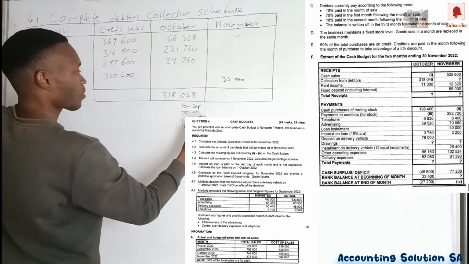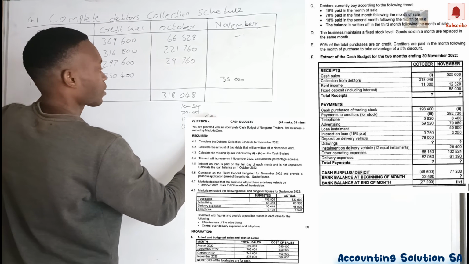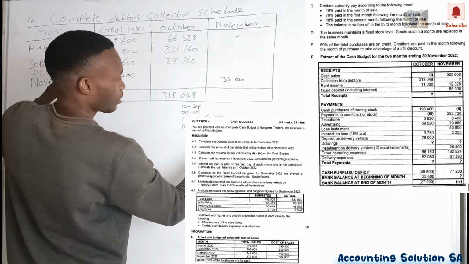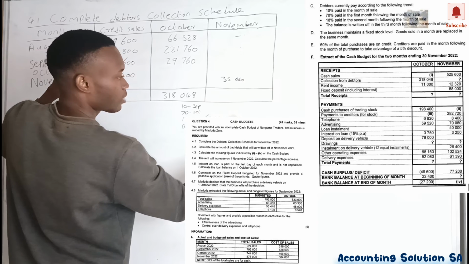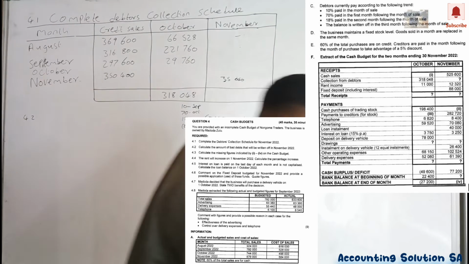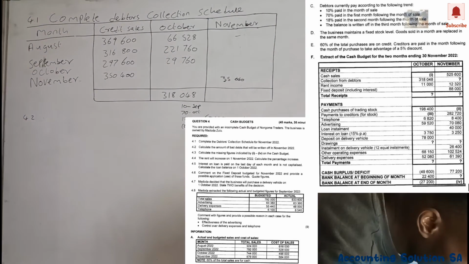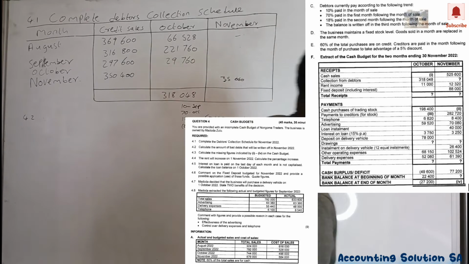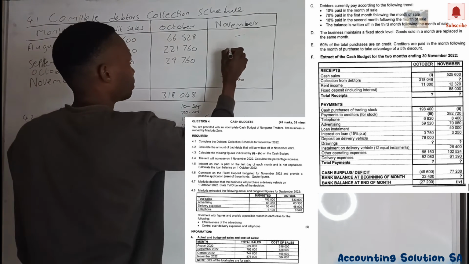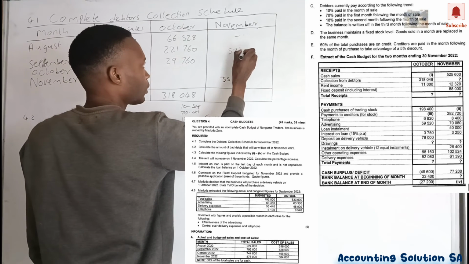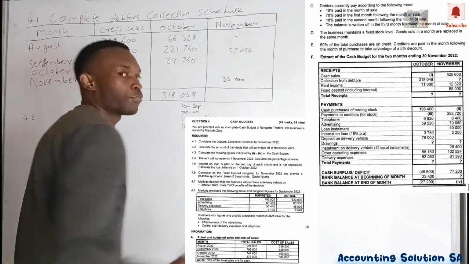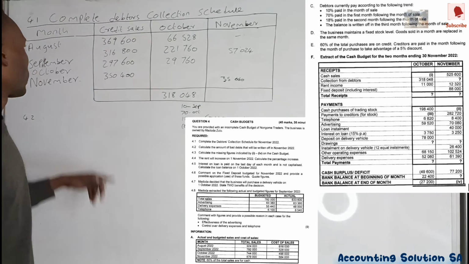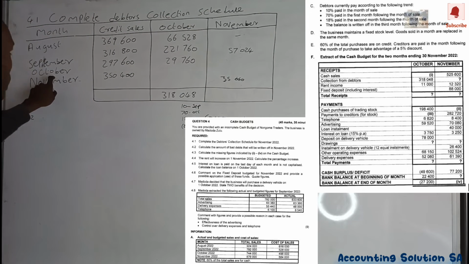How are we going to calculate it? Very simple. 316,800 multiplied by 18%. If you do this on your calculator, it's going to give you 57,024. Very simple. Now let's test October.